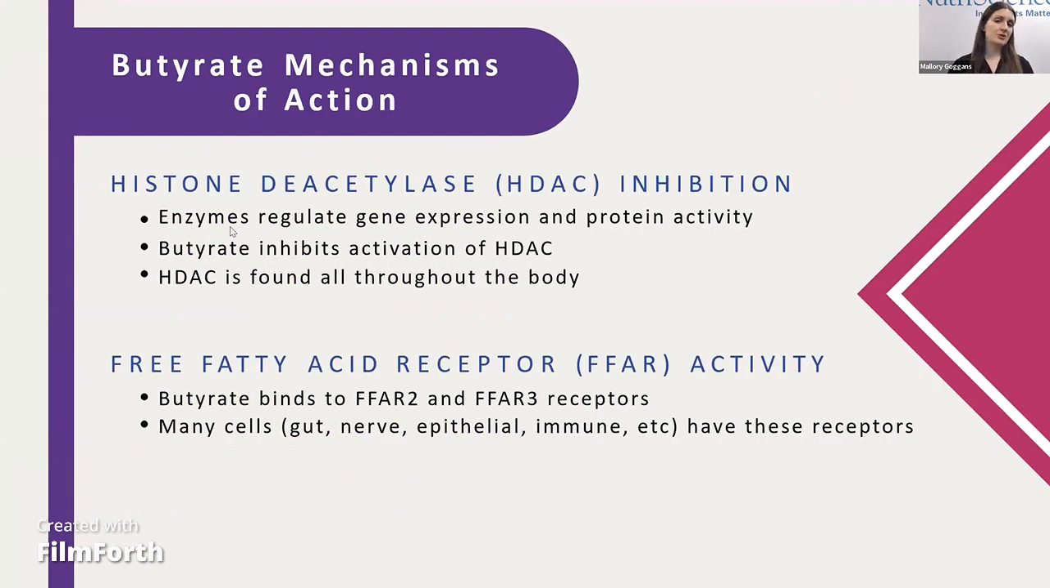So how does butyrate do all of this? There are two primary mechanisms of action. The first one is histone deacetylase inhibition. So histone deacetylases are enzymes that play a role in gene expression in our bodies. And by gene expression, I mean the action of actually turning our DNA into metabolites or initiating processes that are coded in our DNA. And histone deacetylases actually tend to downregulate gene expression.